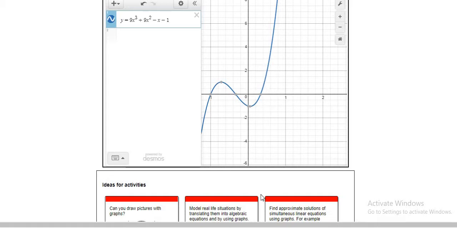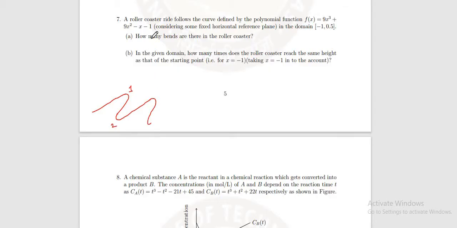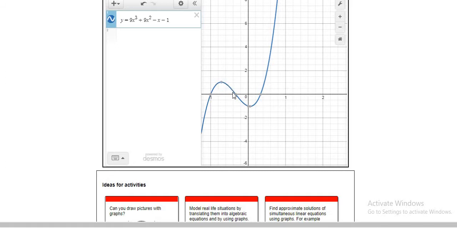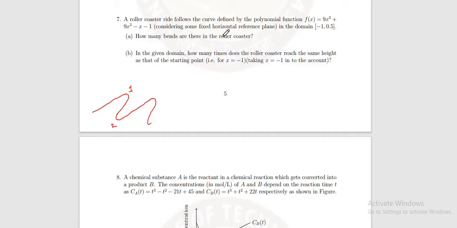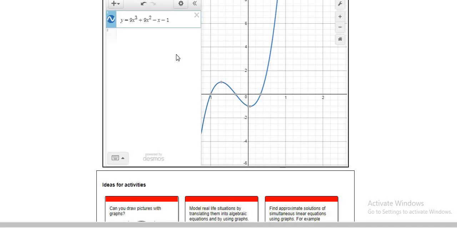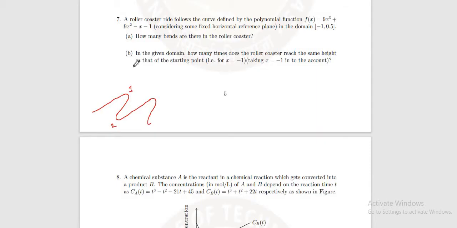So you can see, the question is asking how many bends are there in the roller coaster. So let's see here. One bend is here, one bend is here. Again it was following the same path and again one elevation is there. So there are a total of 2 bends. You can also try yourself and plot these graphs. The app that I'm using is Graph Plotter; you can plot these graphs online. So you can see that the bends the roller coaster has in this domain is only 2. So the answer for question number 7A is 2.